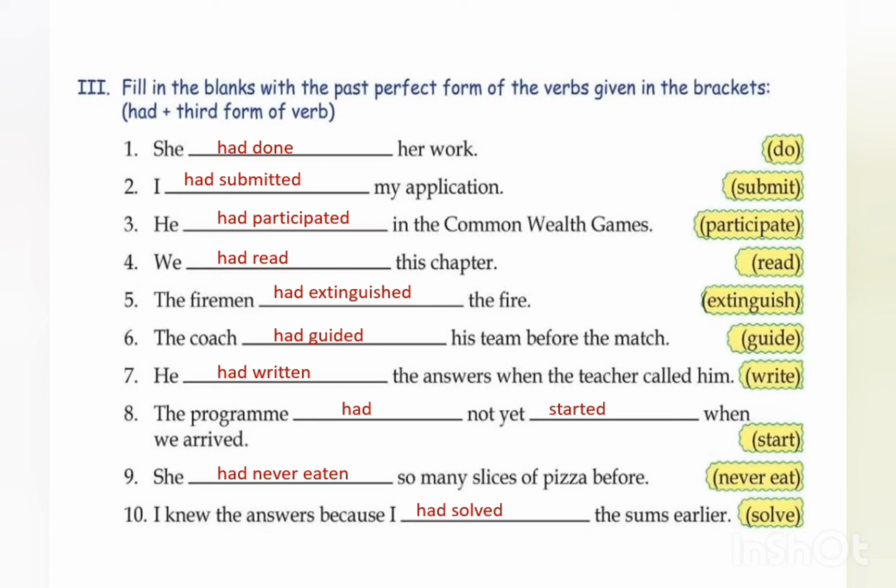Children, if you read about the three forms of verbs, you will see that certain verbs remain the same in all the three forms. Some verbs change in the second form, but remain the same in the third form. Like solve, solved, solved. Okay. Some verbs change in all the three forms, like eat, ate, eaten. So you have to remember these little points if you want to do these exercises properly.